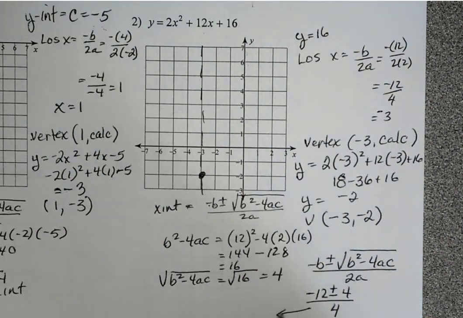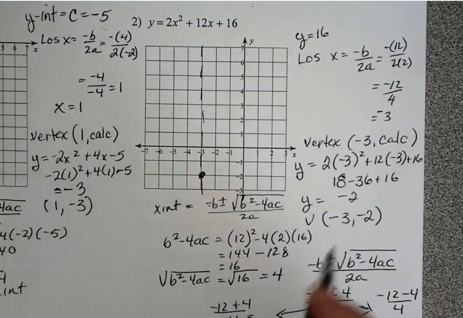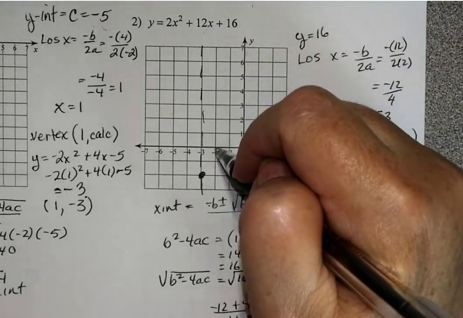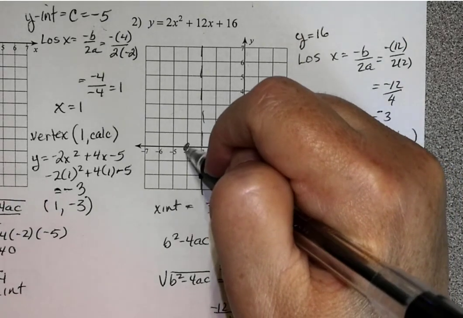So then I'm either going to have -12 plus 4 divided by 4, or I'm going to have -12 minus 4 divided by 4. So -8 divided by 4 is -2. And -16 divided by 4 is -4. So my x-intercepts are at -2 and -4. Okay, so at -2 and at -4.